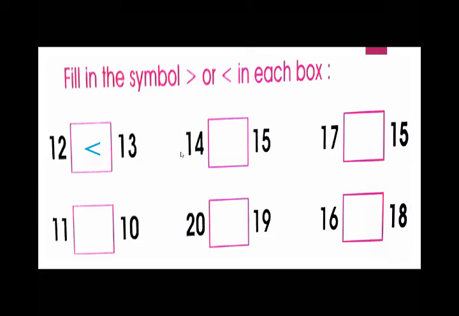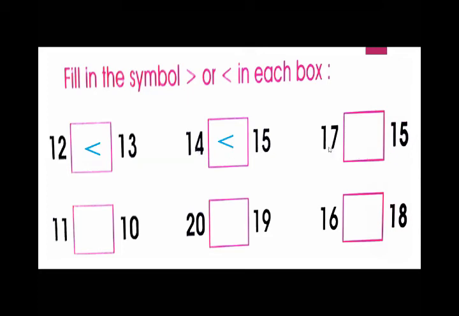Okay. Next one is 14 and 15. They are the two numbers 14 and 15. So does 14 come first or 15 come first? Obviously 14 comes first. 14 is a smaller number than 15. So we put the sign less than here. So we can read it as 14 less than 15.